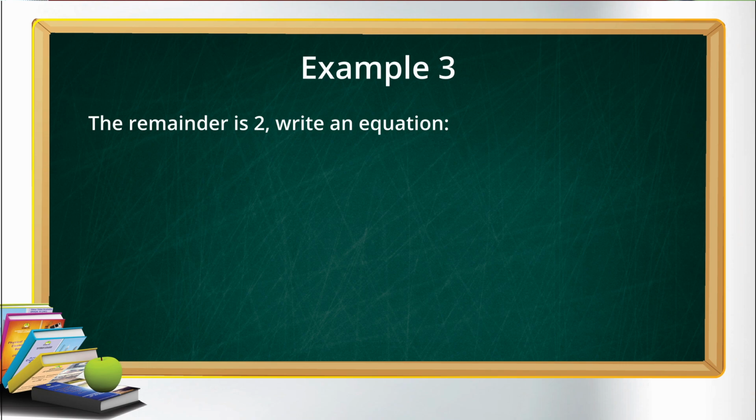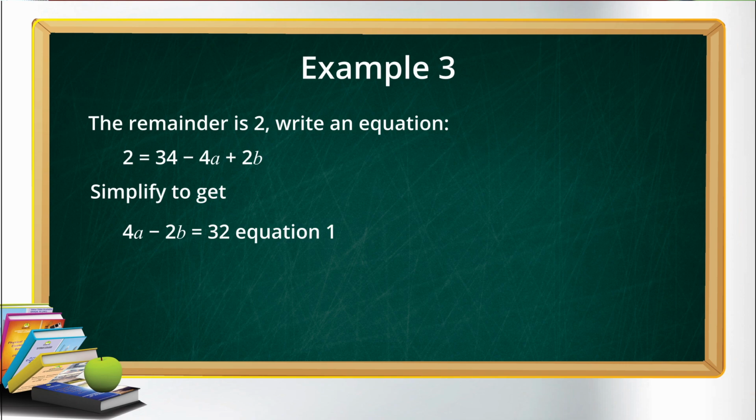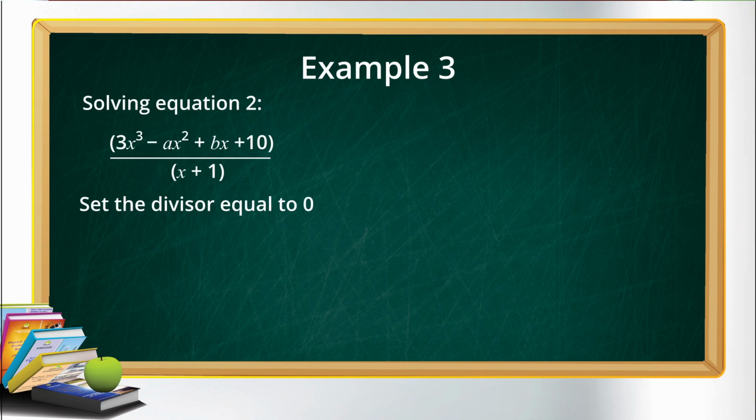But we know that the remainder is 2, so we can write an equation: 2 is equal to 34 minus 4a plus 2b. This simplifies to 4a minus 2b is equal to 32, and we have our first equation. Now do exactly the same with the other remainder we were given.